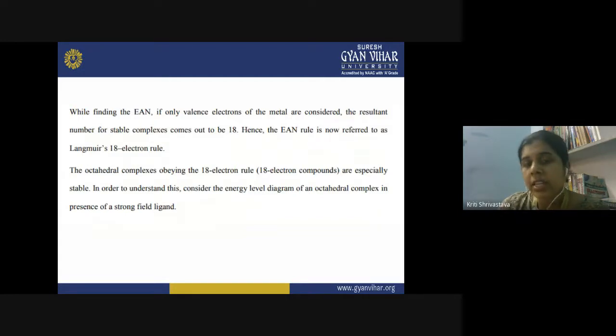Now the octahedral complexes obey the 18 electron rule, and they are called 18 electron compounds. Special stability is seen for such complexes. Why? Because they have a completely filled valence electron shell. When a particular metal atom has already completed its valence shell, it will not react easily with any other reagent, because it does not need to take or release electrons now. It has achieved a complete, stable structure.